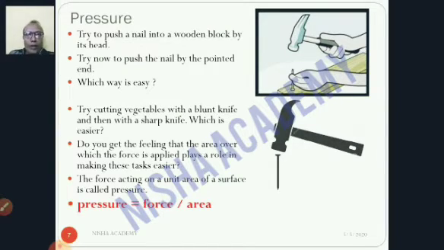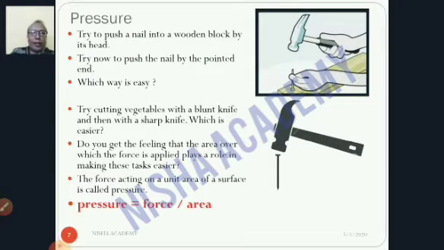Now, try to push the nail by its pointed end. Which one is easy? The easiest way is when you are pushing it with the pointed end.